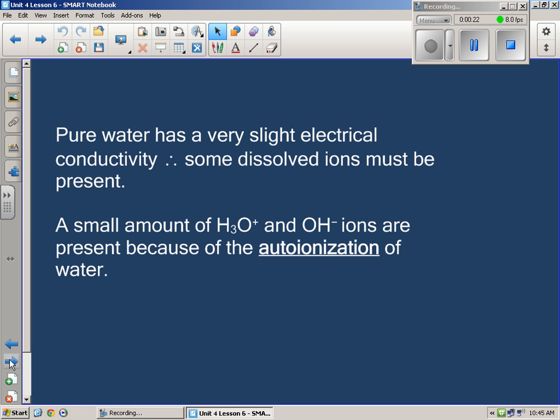Therefore, some dissolved ions must be present. We know that in order for a solution to conduct electricity, we have to have a little bit of ions there, pluses and minuses, right? A small amount of H3O plus, which is known as the hydronium ion, and hydroxide ions are present because of the autoionization of water.